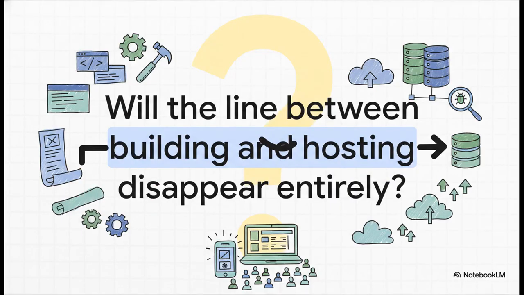And that leaves us with one final, kind of provocative thought to chew on. Right now, there's a pretty clear handoff from building to hosting. But as these AI agents get more and more powerful, capable of not just writing code, but configuring servers, managing databases, even fixing their own bugs, is that line just going to disappear? We might be heading toward a future where you just describe your app and the AI handles everything else, from the first line of code all the way to serving a million users. The choices we just talked about, they might become a thing of the past.